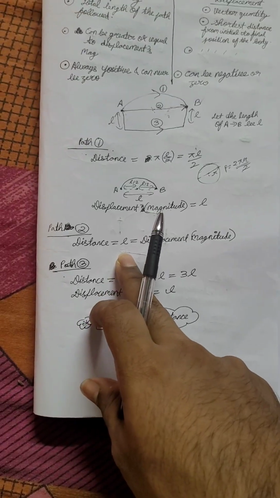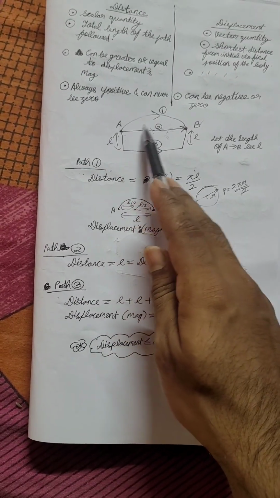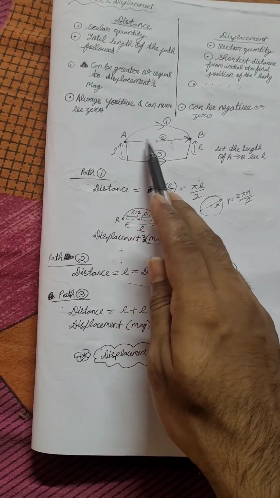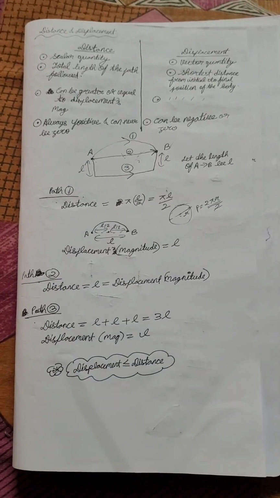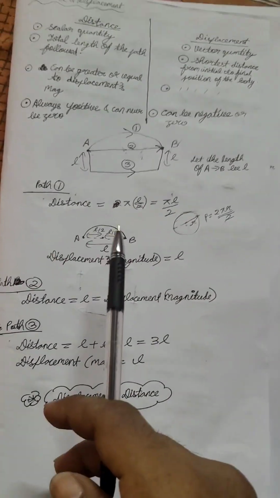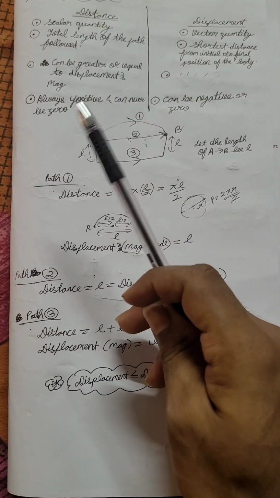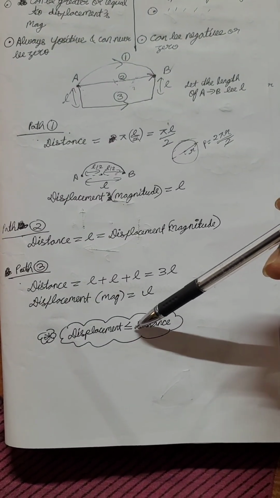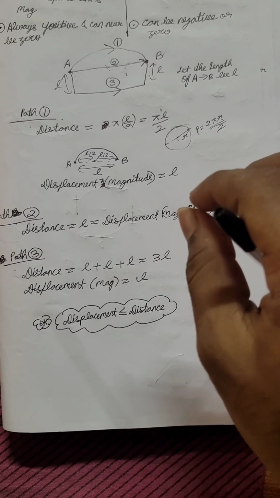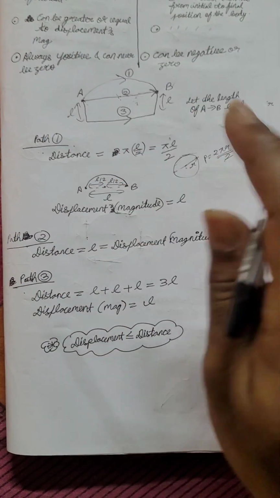In part 2, the distance is equal to the displacement. Why? See, in part 2 we move directly from A to B, the shortest path, so the displacement is equal to distance. We have to keep in mind one thing: displacement is less than or equal to the distance. Displacement can never be greater than distance.